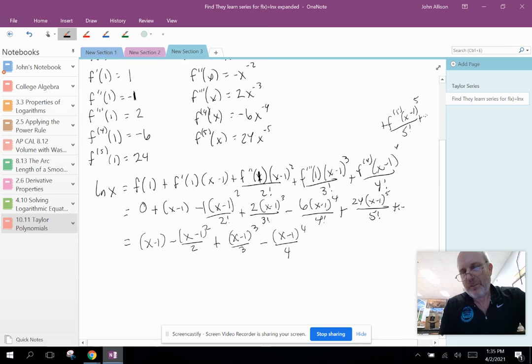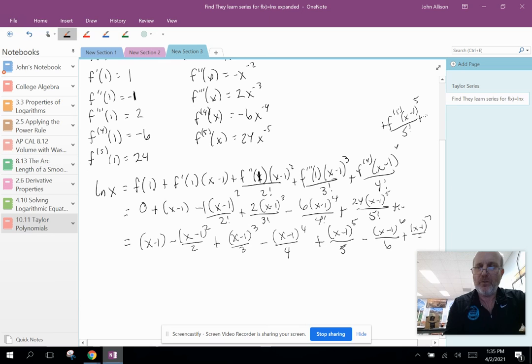Here, 5 factorial is 120 because 5 times 4 times 3 times 2 times 1. 24 is 4 factorial, so this becomes just 5 times 4 factorial, with 4 factorial on top. This cancels and becomes plus x minus 1 to the fifth over 5. So now you might be able to see that the next term in this series is going to be x minus 1 to the 6th over 6. And the next term would be x minus 1 to the 7th over 7, plus, it just keeps going like this.